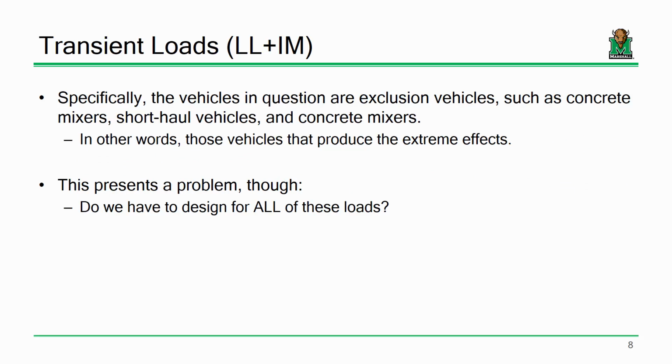Now, when I say trucks, and this is where we're getting a little bit into the terminology, what I really specifically mean are what I'm calling exclusion vehicles. Those not very common loads, but those really, really heavy ones that bridges do experience from time to time. Things like concrete mixers. I mean, imagine what's going on with a concrete mixer. A very significant heavy load in this one small area. Make sense? Okay, so concrete mixers, short haul vehicles.